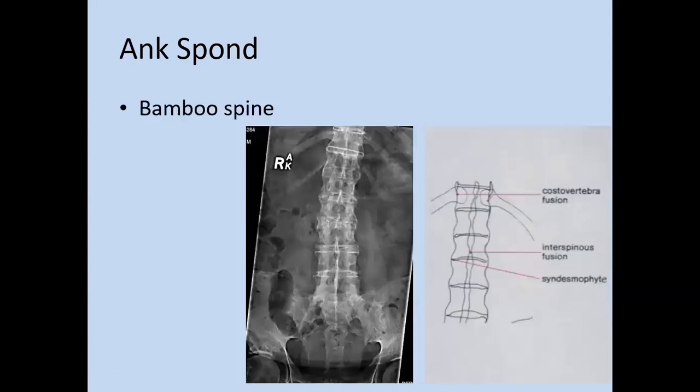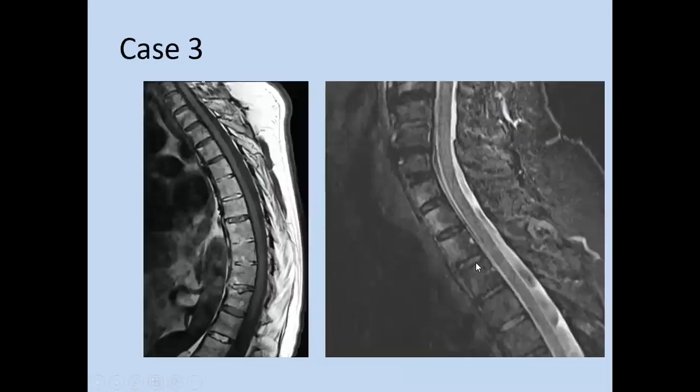Okay, bamboo spine, yeah, as you said, the dagger sign and the bamboo spine are the advanced features of ankylosing spondylitis, and luckily we don't see these patients as we used to in the past, and that's because of the early detection and treatment. Bamboo spine happens because of ossification of all the ligaments around the spine that gives it the bamboo spine appearance. Okay, maybe you take another resident.